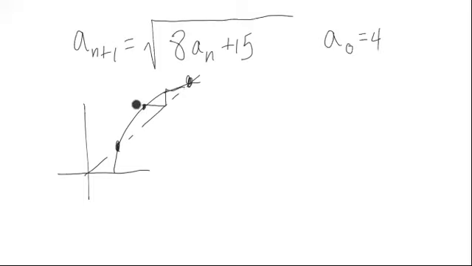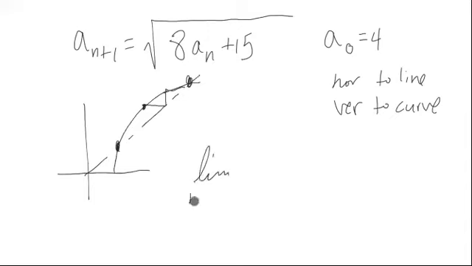So the idea is you always go horizontally to the line y equals x, and then vertically to the curve, horizontally to the line, vertically to the curve. So horizontally to the line, and then vertically to the curve is kind of the idea as we make those stair steps, and we're heading toward there. Now, there's another way we could think about this. What if we just think about taking a limit of both sides?